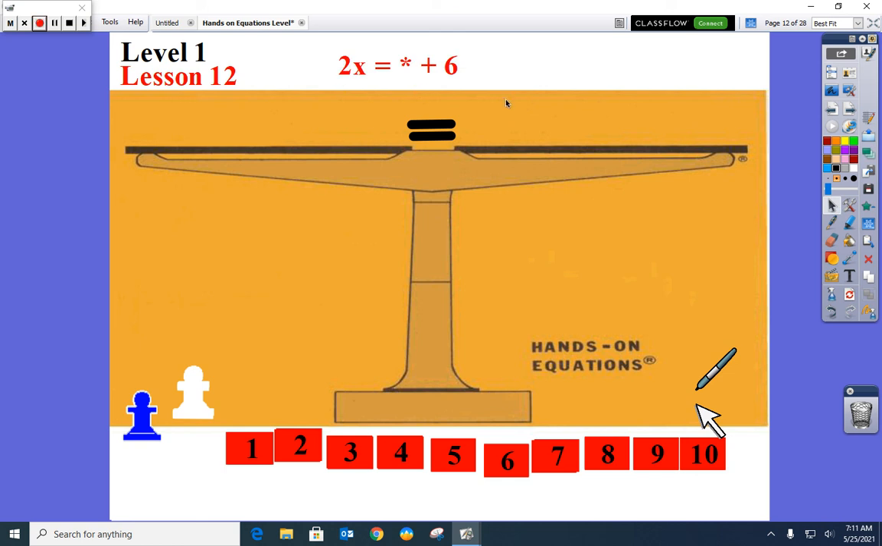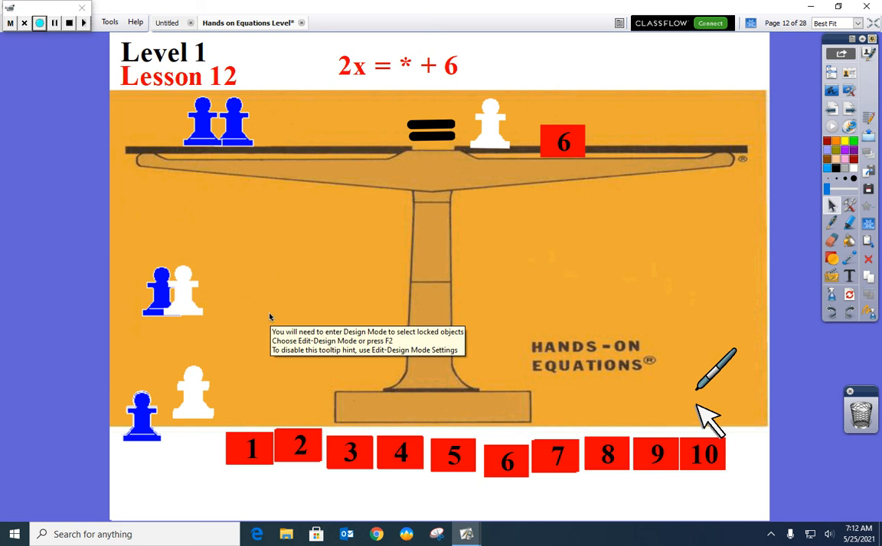So now we have this problem. We're going to set it up on our board. I've got 2x, a star, plus a 6. Now, last lesson, we would create a 0, make a 0, and put it up here on the left side and remove that white pawn.